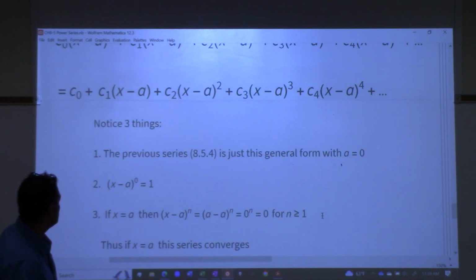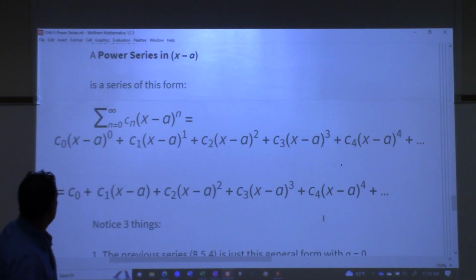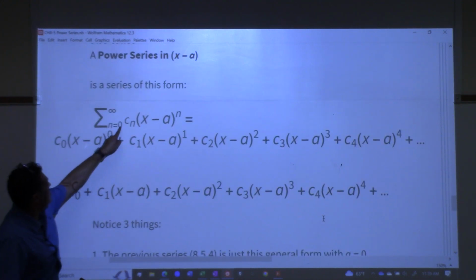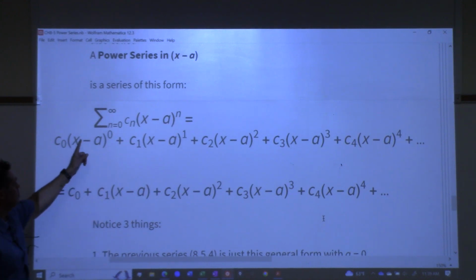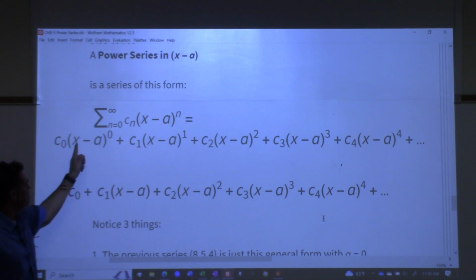I want you to notice 3 things about this. First, that first term, when n is 0, (x minus a) to the n, we are going to say that's equal to 1. Y'all buy that? This (x minus a) to the 0 power is 1.